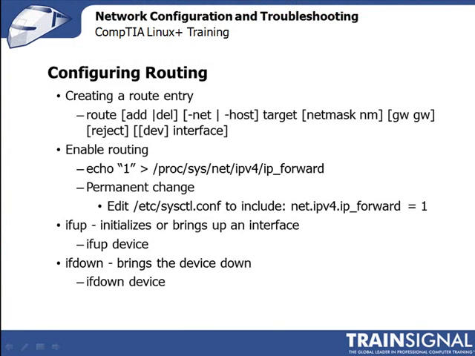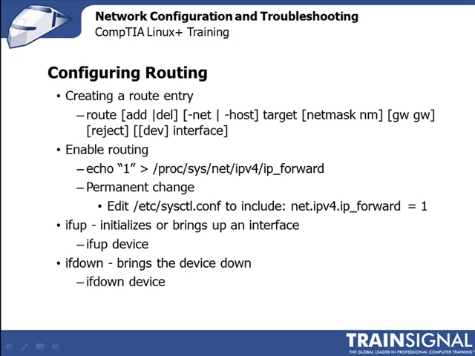Now we've talked about both the ifconfig and the route command, but there are two additional tools that combine their functionality, and they are ifup and ifdown. Ifup is used to initialize or bring up an interface, and it uses the syntax ifup followed by the device. For example, ifup eth0. Ifdown does the opposite and brings the device down, and it follows the syntax ifdown device. Now when you're troubleshooting, which we'll cover in a moment, being able to quickly take the network up or down can really come in handy.